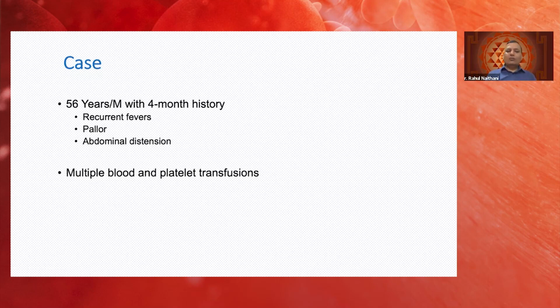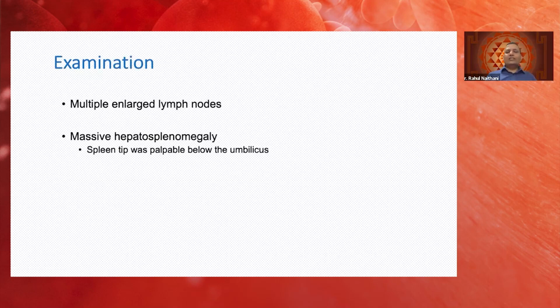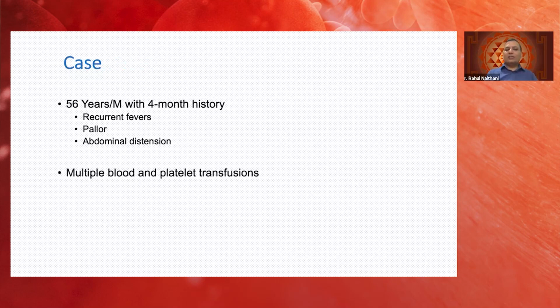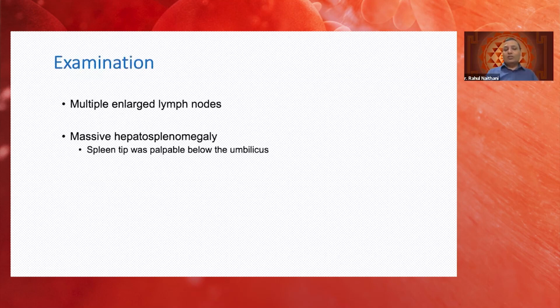This patient had received multiple blood and platelet transfusions outside. When we examined this patient, he had multiple enlarged lymph nodes. He had massive hepatosplenomegaly. Now, for somebody coming with this history, multiple transfusions, and lymph nodes, I would also think of a leukemia or lymphoma. However, the spleen was very big. We know once the spleen is beyond the umbilicus, with lymph nodes, fever, a 4-month history, and multiple transfusion requirement, you're probably looking at a primary marrow or reticuloendothelial disorder.